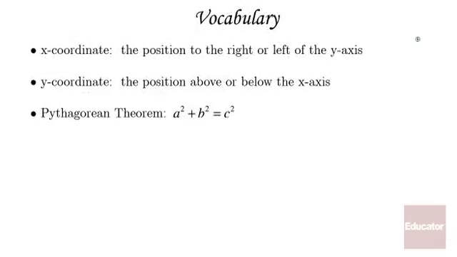Vocabulary is a review. The x-coordinate is the position to the left or right of the y-axis, so moving left or right. And the y-coordinate is the position above or below the x-axis, moving up or down. And a reminder, the Pythagorean theorem: a squared plus b squared equals c squared. You would use this with right triangles. A right triangle is a triangle that includes a 90-degree angle, has a leg of a, another leg of b, and a hypotenuse of c. When you square one leg and add it to the square of the other leg, you get the square of the hypotenuse, which is always the longest side and across from the 90-degree angle.